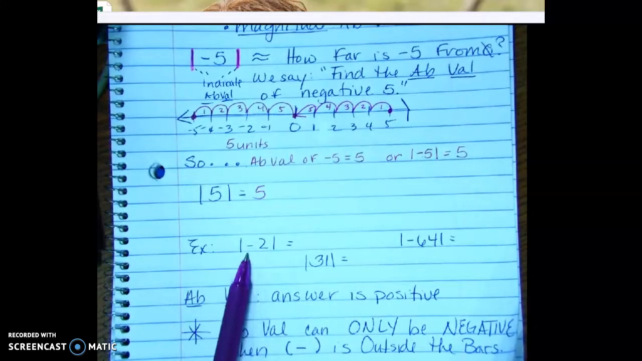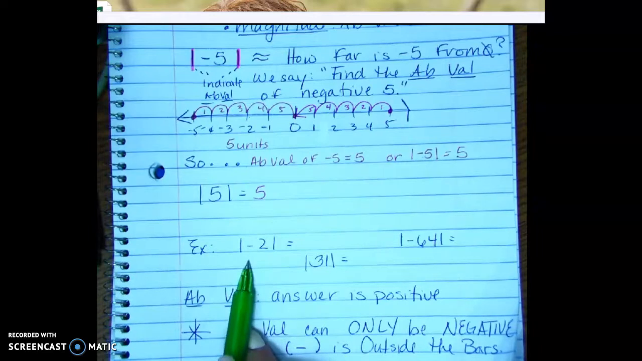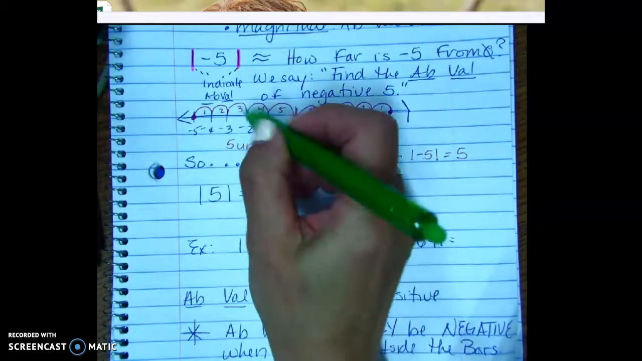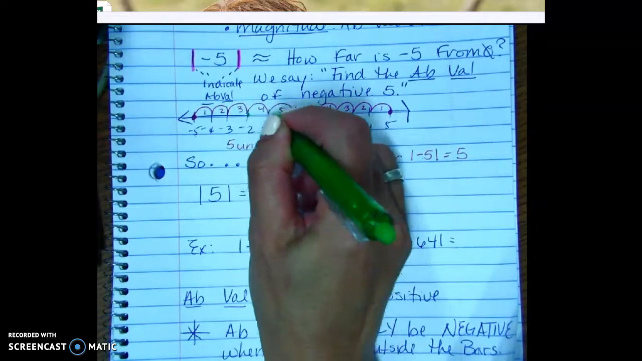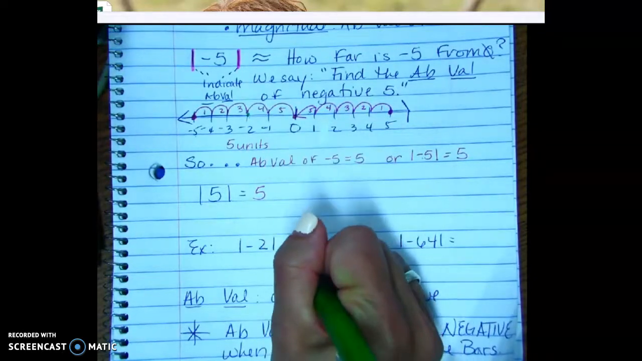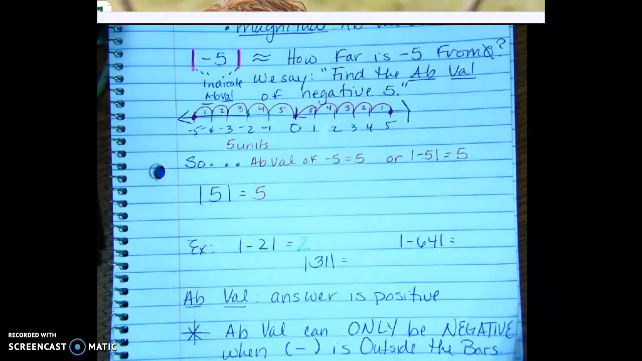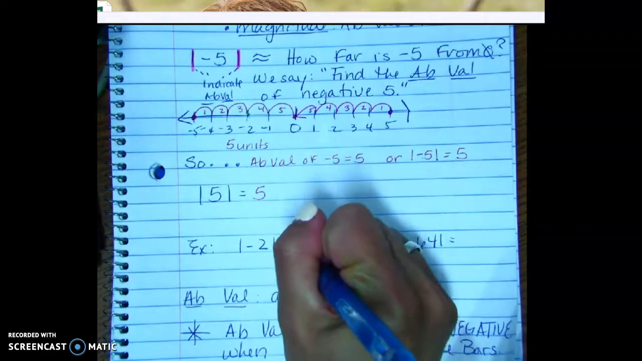So let's take a look at some of these examples. This one is asking for the absolute value of negative 2. Now, I could use my number line, or I can just go with how I would think it is here. So here's negative 2, and it's 2 units. So the absolute value of negative 2 is 2.